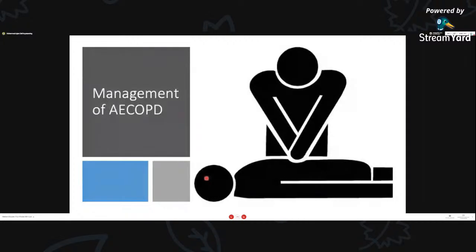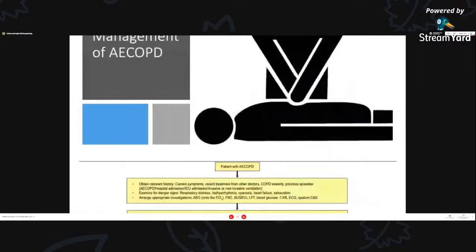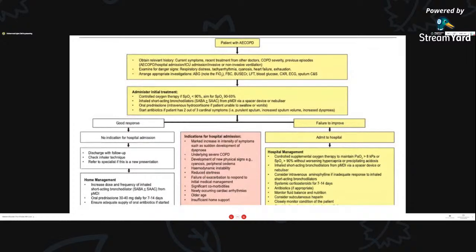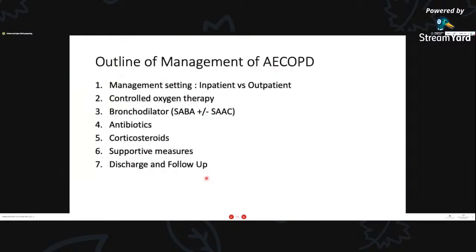Now, this is the flow chart for management of acute exacerbation of COPD, as taken from our CPG. If you go to the ward, this is what is being done in the emergency setting as well as in the inpatient setting. So you can just memorize this flow chart, then I believe it is more than good enough. As part of the outline of management, we cover 7 things. First will be the management setting, when we decide whether the patient is to be treated as an inpatient or as an outpatient.